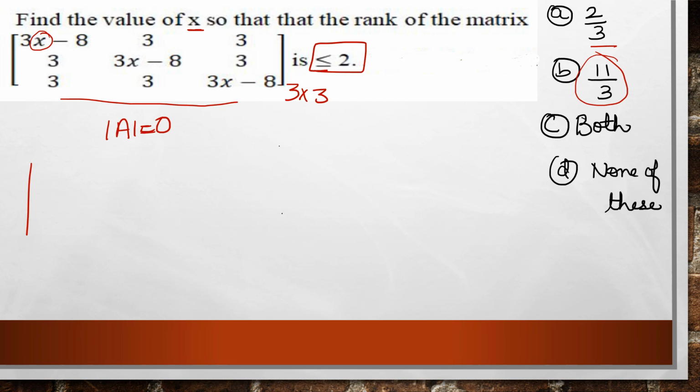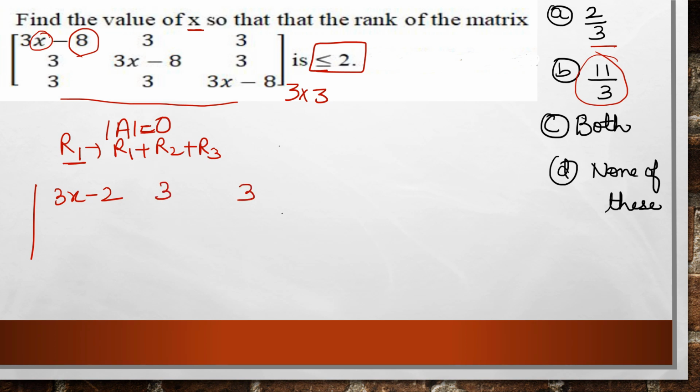So what I'm going to do is use some operations. The first thing I'm going to do is R1 plus R2 plus R3, and changes will occur in row number 1. So this will give you 3x minus 8 plus 6, which is 3x minus 2, and here again you get 3x minus 2, 3x minus 2, and the other rows remain the same.